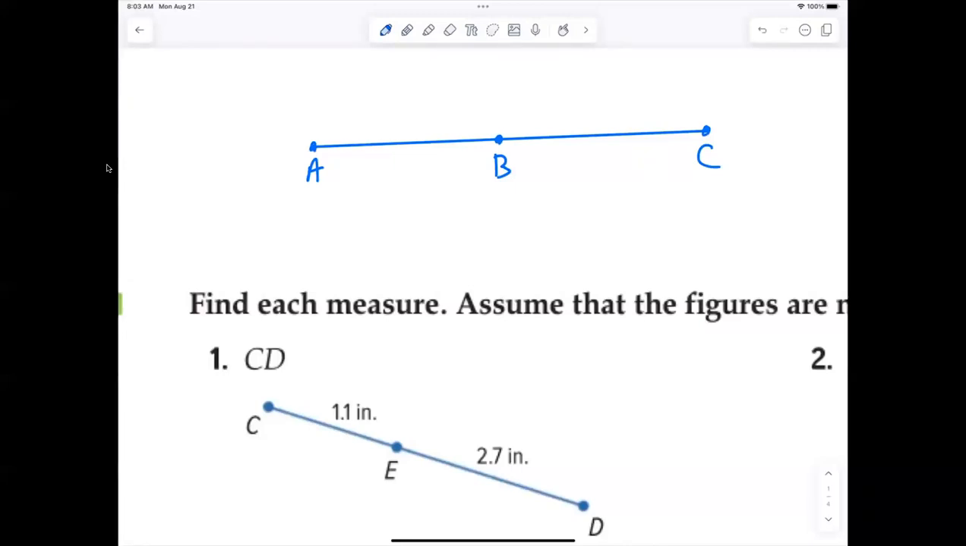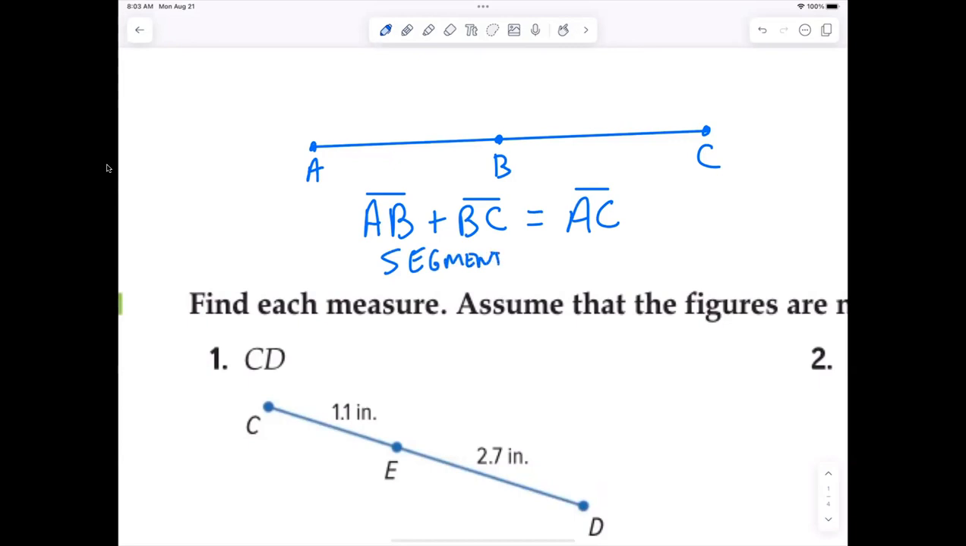I have a segment and the segment is divided into two segments. What is true? The segment addition postulate. By name, we are adding segments, correct? Mhm. So everybody should be able to tell me that AB plus BC is equal to what? Is equal to AC. How obvious is that? That is called the segment addition postulate.